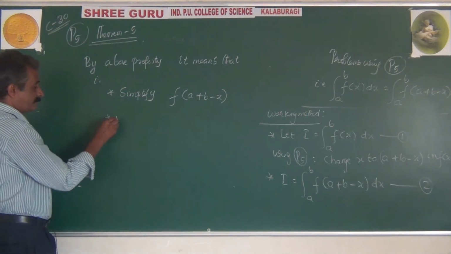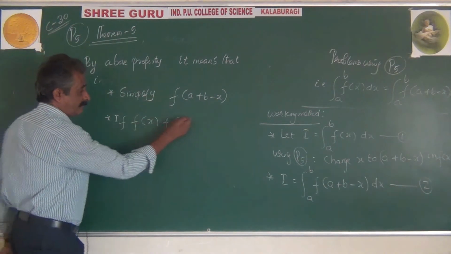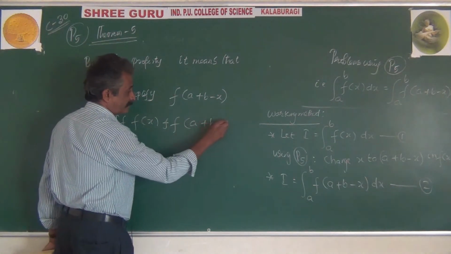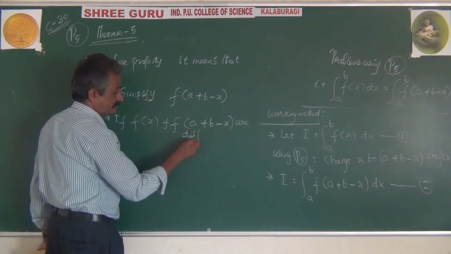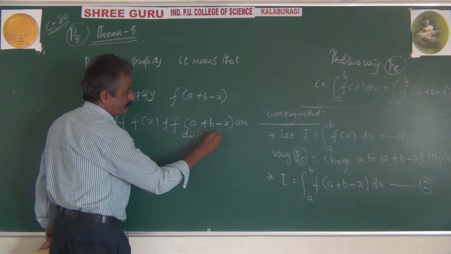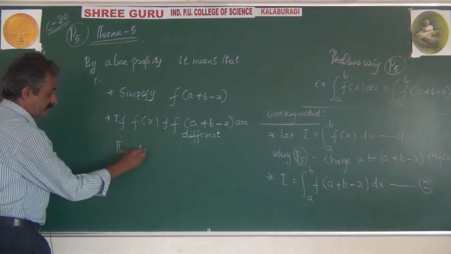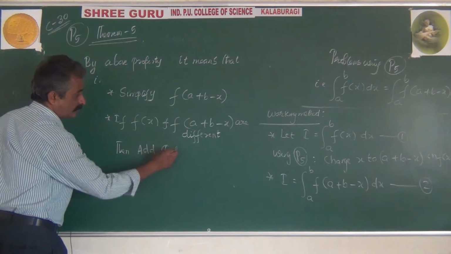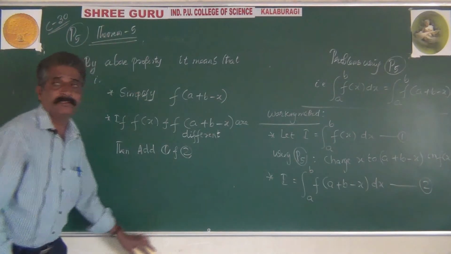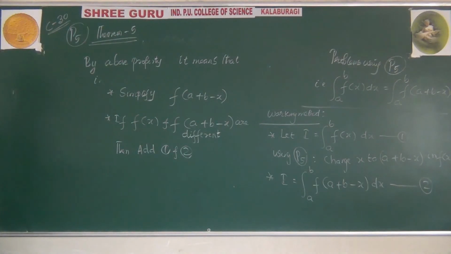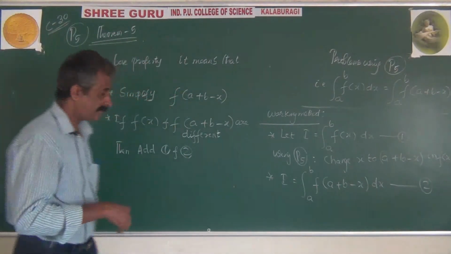Next step. If f of x and f of a plus b minus x are different, meaning not equal, then add integrals 1 and 2. And after adding, the same kind of steps: simplify the resulting integral, integrate, put limits and get the answer.